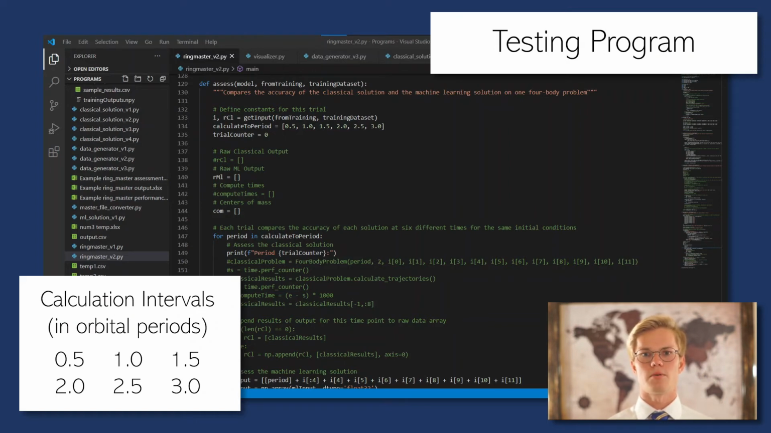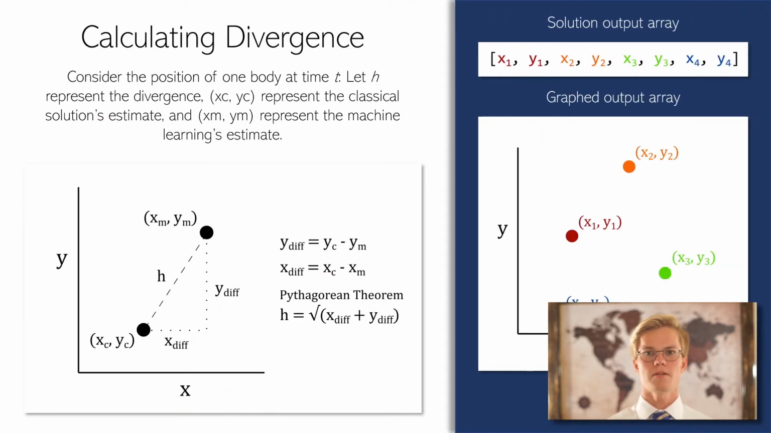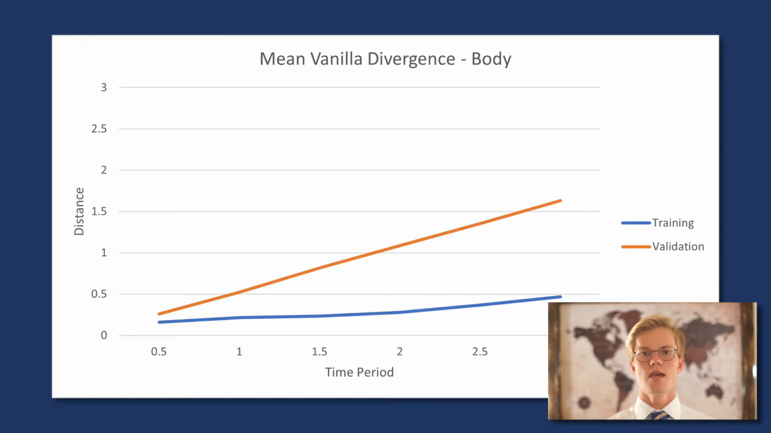Each solution outputs an array of floating point values that represent the positions of each gravitational body at the specified time. With these values, the Pythagorean theorem was calculated to determine the divergence of the 2 solutions. It is this divergence that is graphed here against time. Greater divergence indicates less accuracy in the machine learning model, and as can be seen here, the model was not perfectly accurate, but does demonstrate some amount of success. As time increases, accuracy decreases.